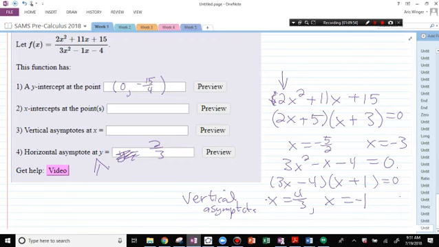Questions there? So street version again: plug in 0 for x for a, set the numerator equal to 0 for b, set the denominator equal to 0 for 3.